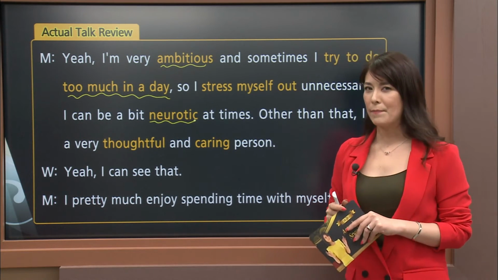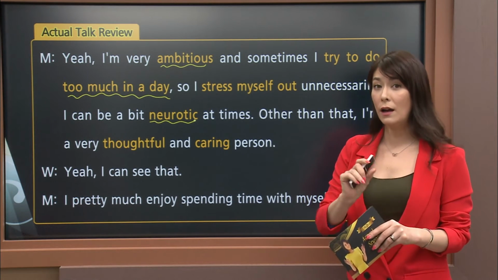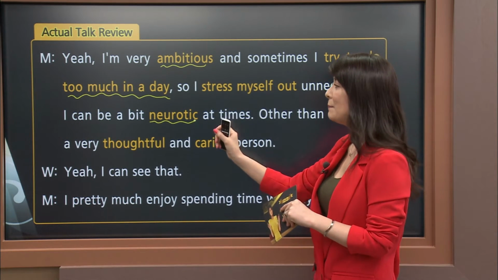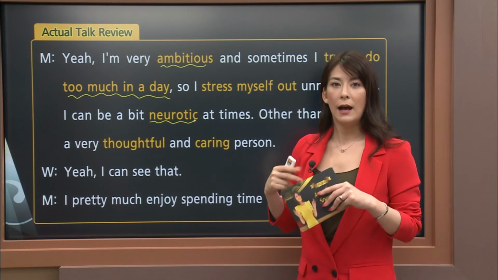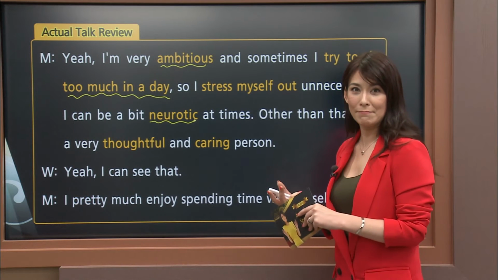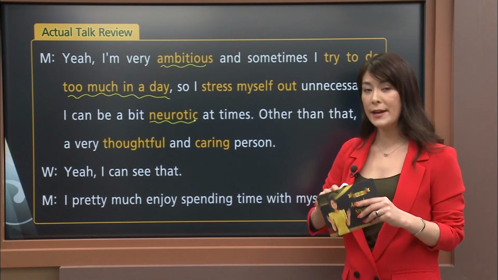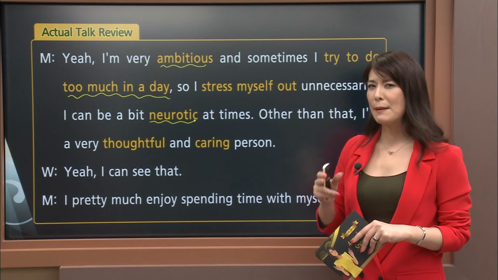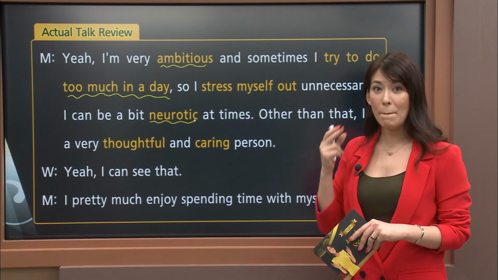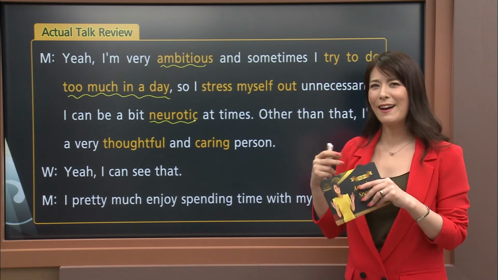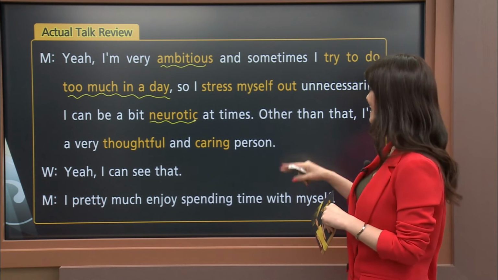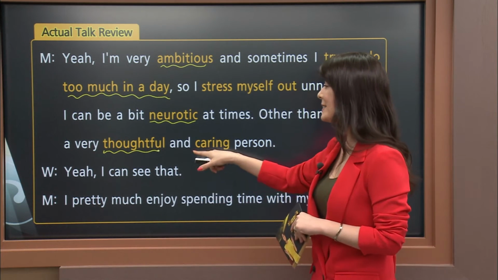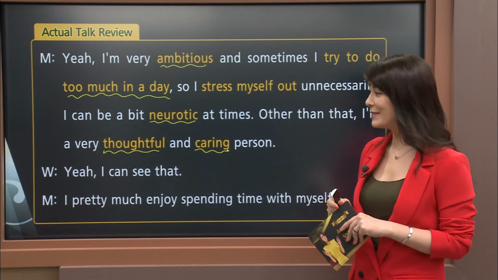What does neurotic mean? Well, of course, a neurotic could be a crazy person. But if you say, I can be neurotic, it means I can be like a crazy person. I will have ups and downs, be very angry one second, and then be very happy the next. So I guess emotionally unstable or mentally unstable, okay? You're kind of crazy. And he says, other than that, I'm a very thoughtful, meaning considerate and caring person. I guess a sweet person as well.